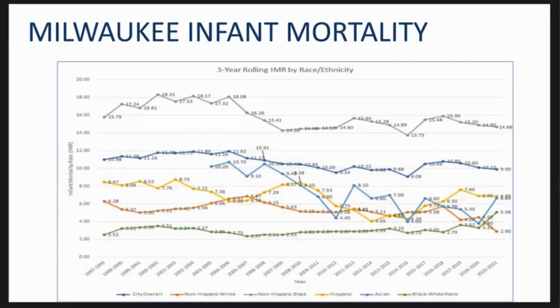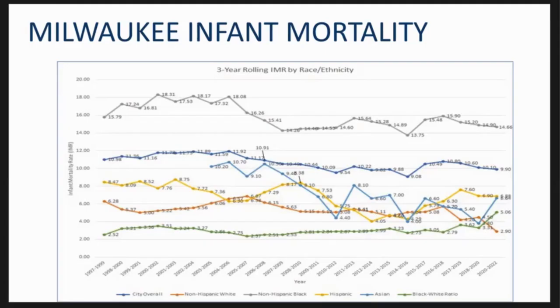The other lines, the yellow is Hispanic and the lighter blue is the Asian population. They've got a lot of variability. Working with my data team to see if we can dig into that a little bit more, but they're kind of bouncing around more so than the other ones. But as you can see, all of the other populations are still below that city overall average.